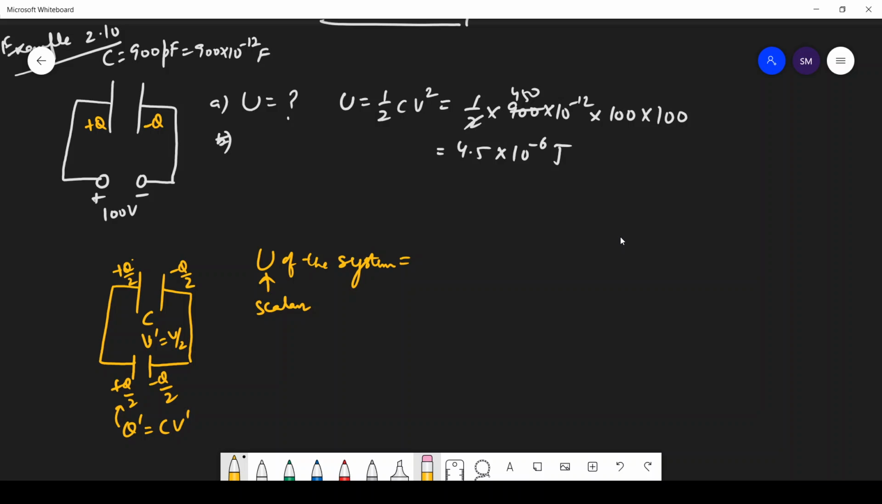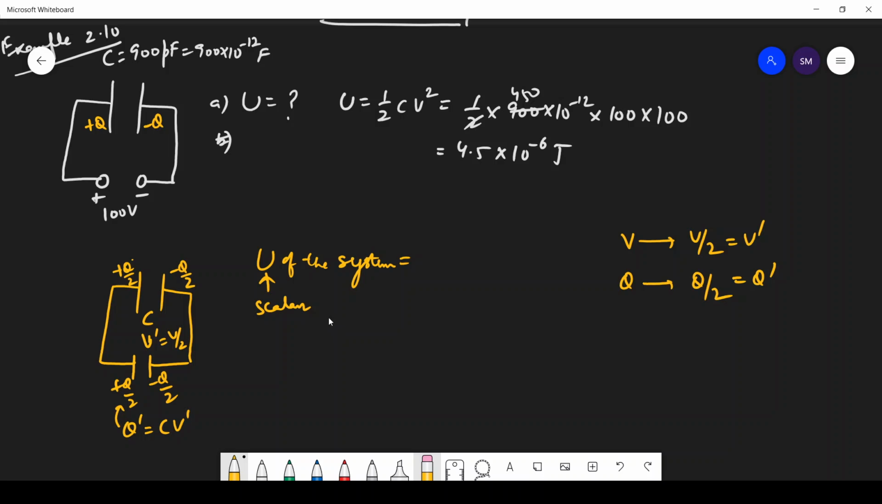So what happens is, when V is divided, charge is also divided. So this is what V dash is, this is what Q dash is.